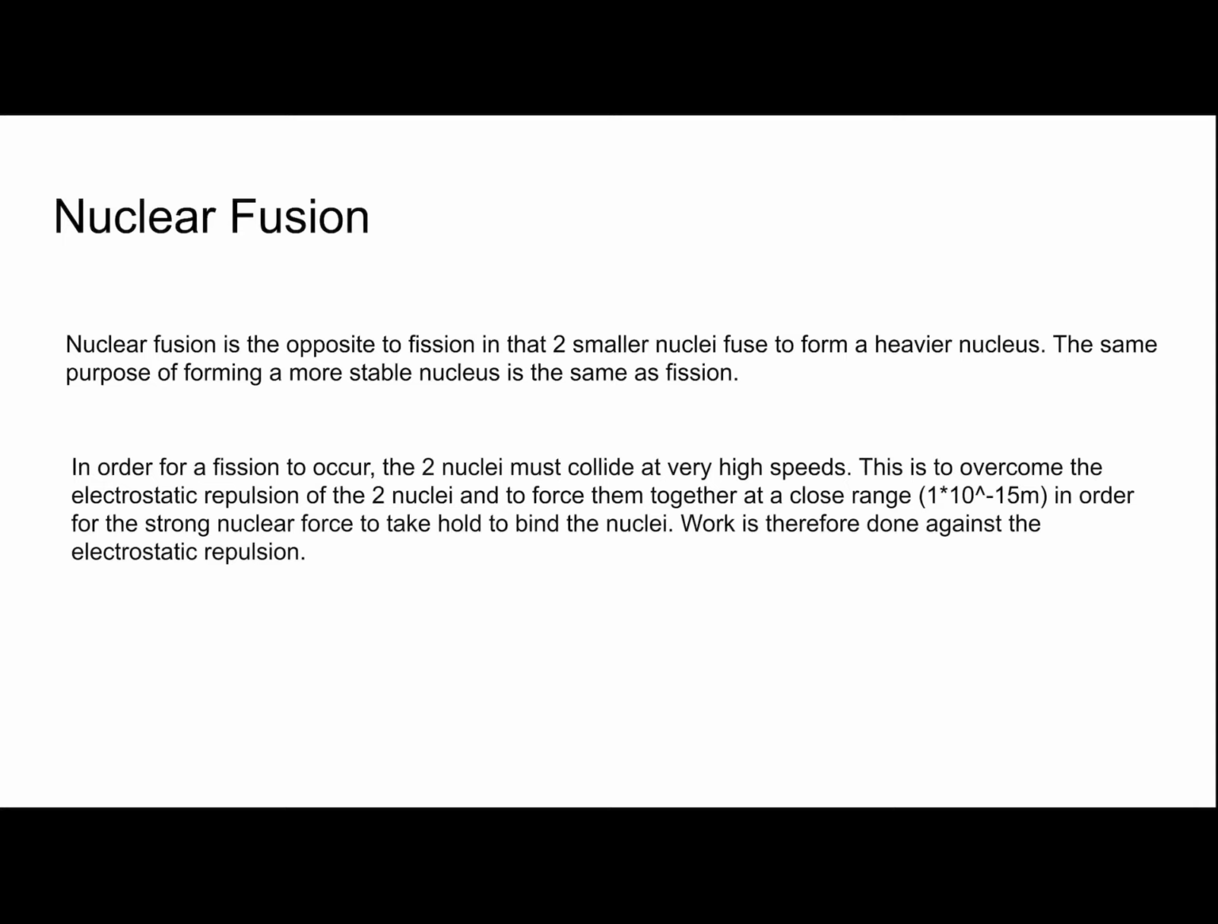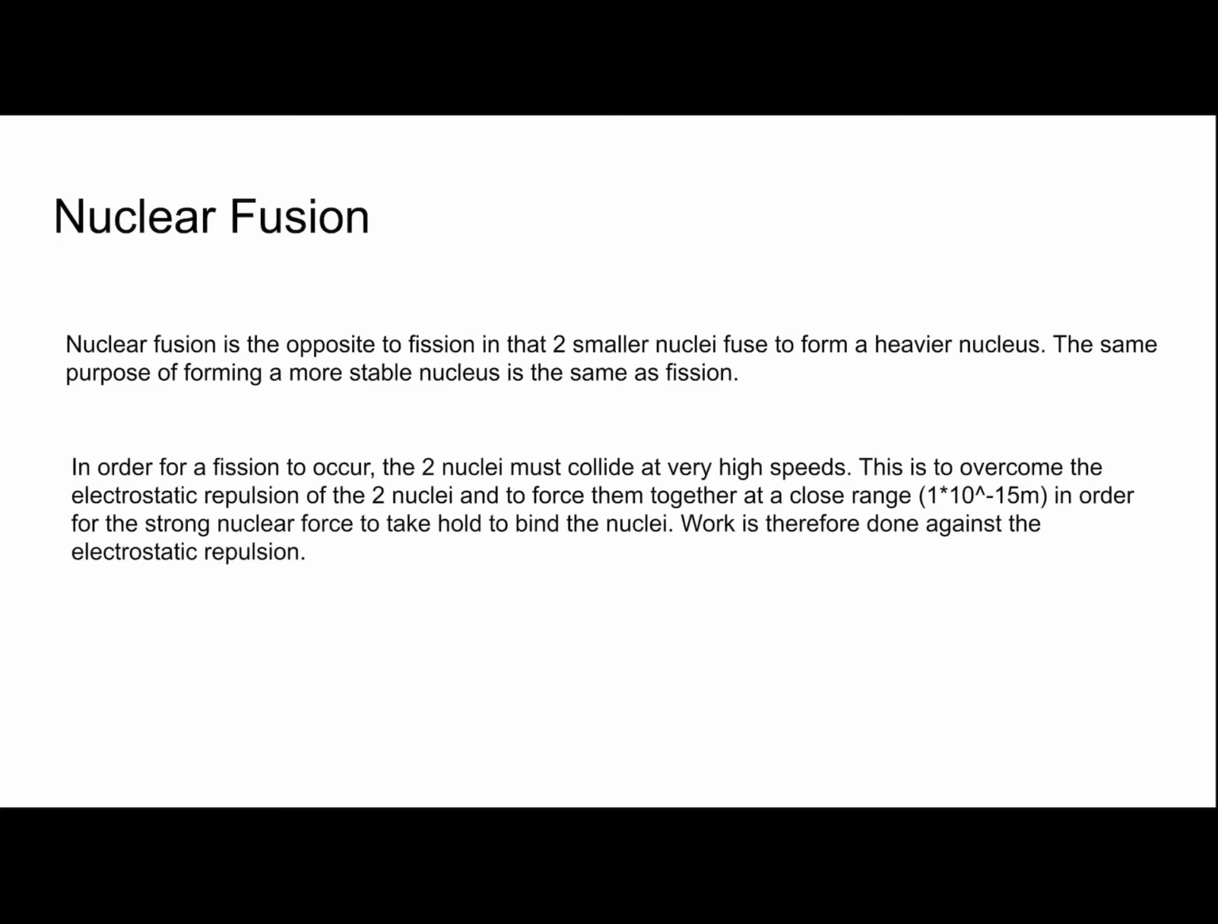Alright, in order for a fusion to occur, the two nuclei must collide at very high speeds. And very high speeds means very high temperature is needed in order to excite these nuclei and make them move at very high speeds. So high speed links to high temperature. This is to overcome the electrostatic repulsion of the two nuclei. That electrostatic repulsion needs to be overcome in order for the nuclei to fuse together.